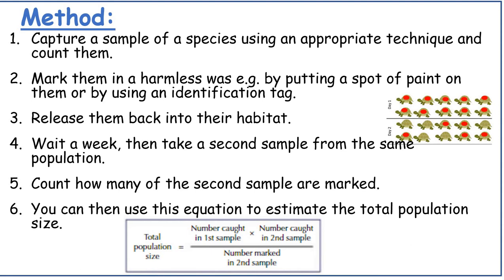So the equation is total population size equals the number caught in the first sample times by the number caught in the second sample divided by the number marked in the second sample.